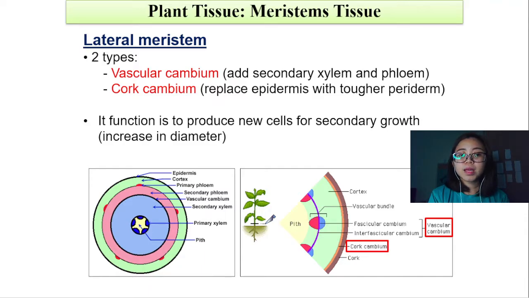Cork cambium means as the cells divide and mature, they will replace the epidermis with a tougher periderm. Dia macam menjadi kulit untuk pokok itu. The cork cambium you will see more in woody plants. Okay, cork cambium ni kamu lebih nampak dia punya fungsi dalam tumbuhan yang batang dia keras. Macam pokok apple, pokok durian, pokok rambutan dan sebagainya. Bukan pada lalang-lalang ataupun kangkung-kangkung. Okay, so the function of the lateral meristem is to produce new cells for secondary growth, and these will increase the diameter of the plant.